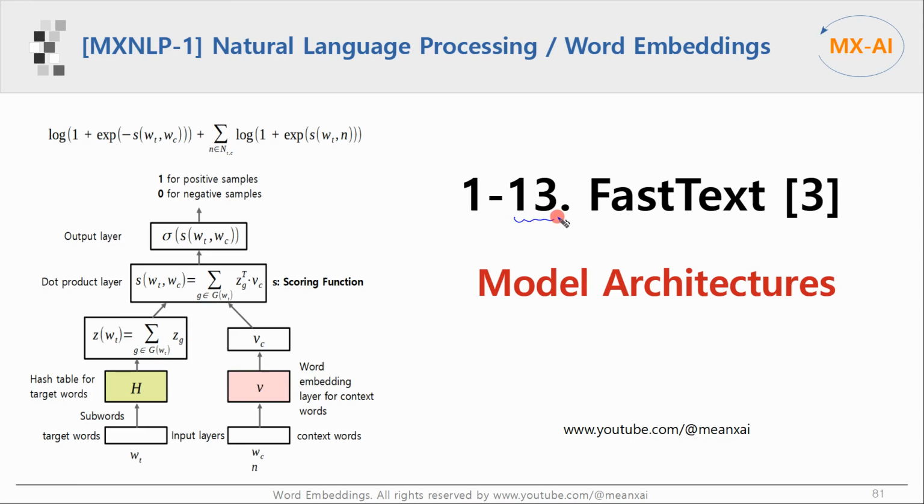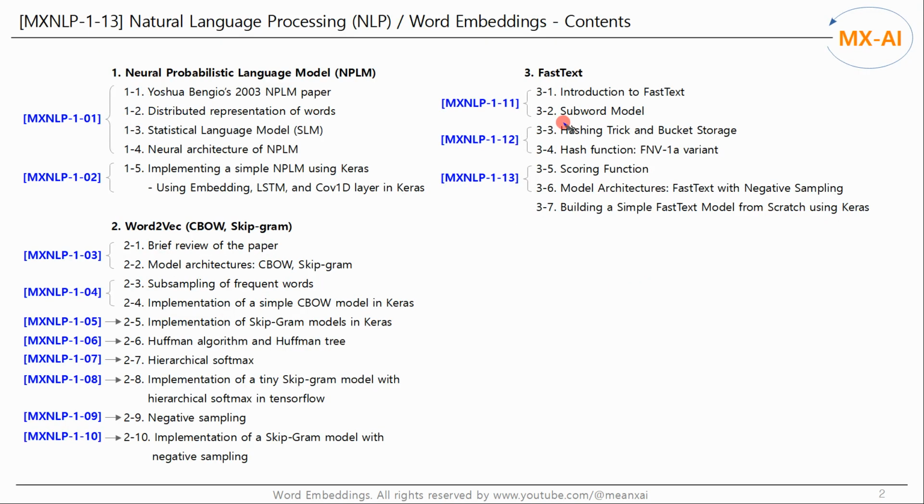This is the 13th part of the word embedding series. Today we are going to look at the architecture of the FastText model. In the previous two videos, we covered FastText's subword model and the hashing trick. This time we will build on those concepts and design the FastText architecture. In particular, we will focus on the FastText architecture based on negative sampling.